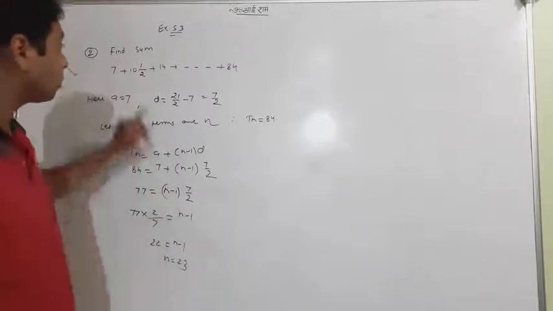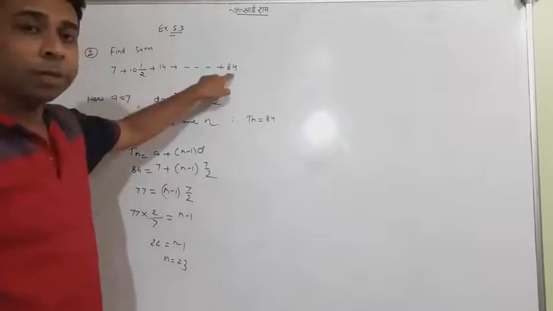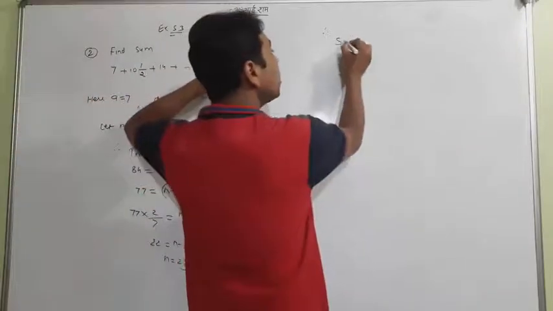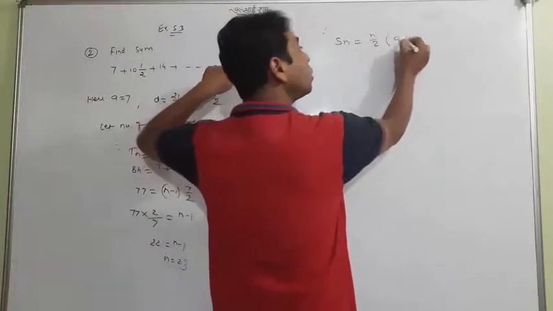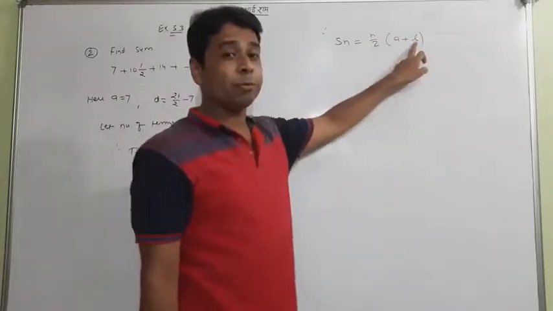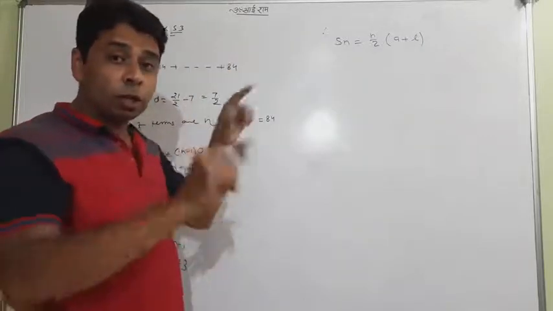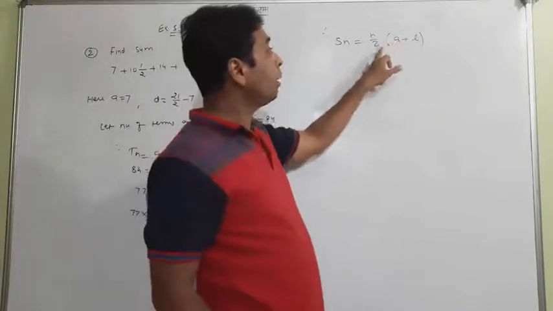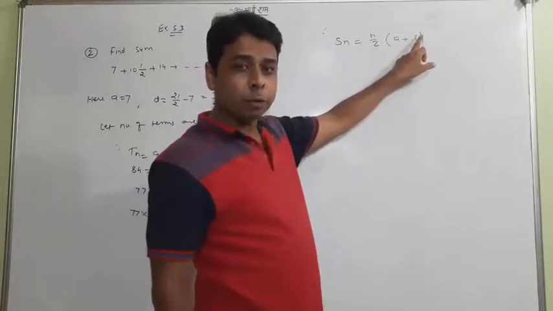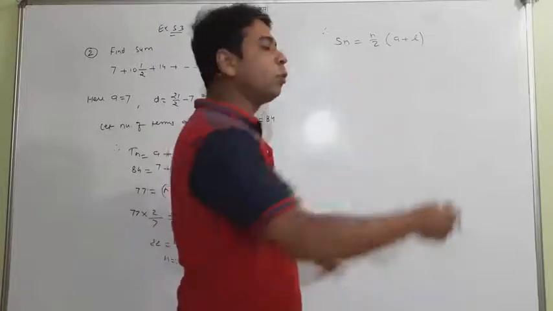You have got the number of terms from here: 23. Now you have to find the sum. It's very easy. Sum has two formulas. Use this formula, because L is the last term, which is given. It is not necessary; you can also use the long one. What long one? n by 2, (2a plus (n minus 1) into d). It is also suitable, but in a short way, you can use this one.